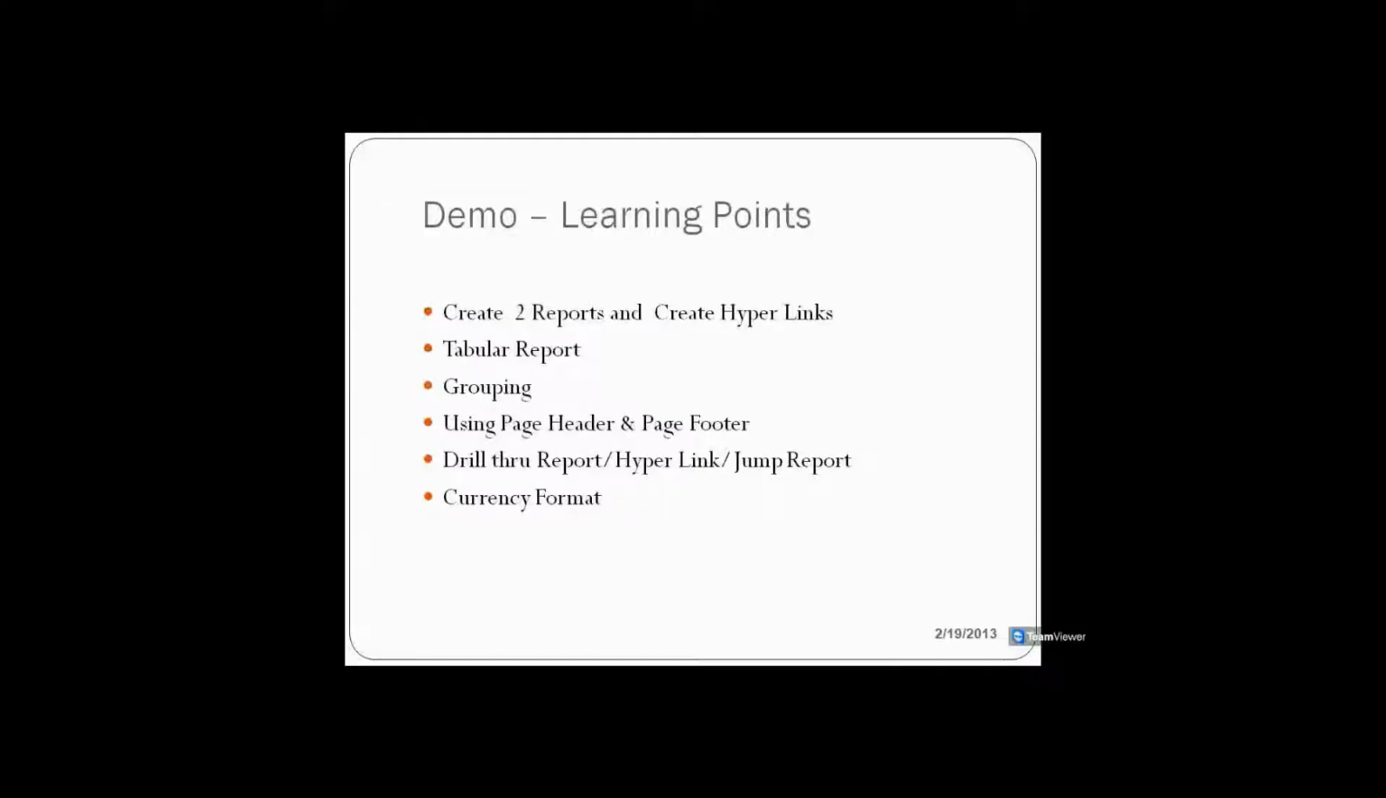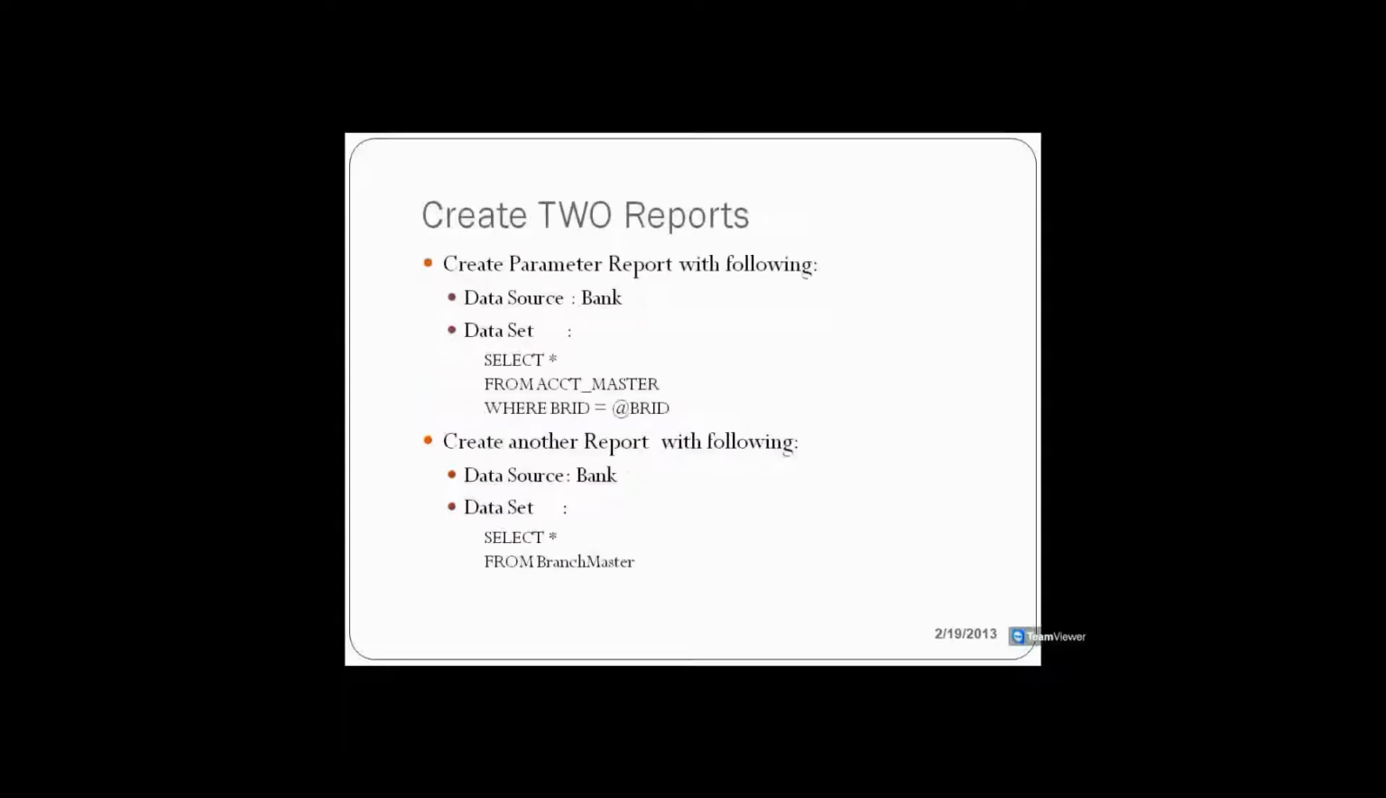Drill through report means hyperlink or jump report, and we can also see how to change the currency formats. First, I'm creating a parameter report with the following query. The data source is the bank, and the data set is select star from account master where branch ID equals BRID. This is one report I'm creating, using the query select star from account master where branch ID equals branch ID.